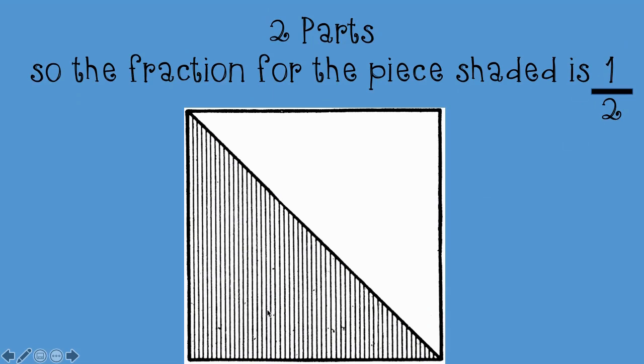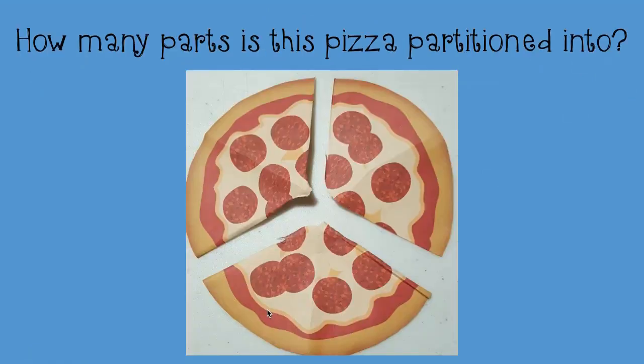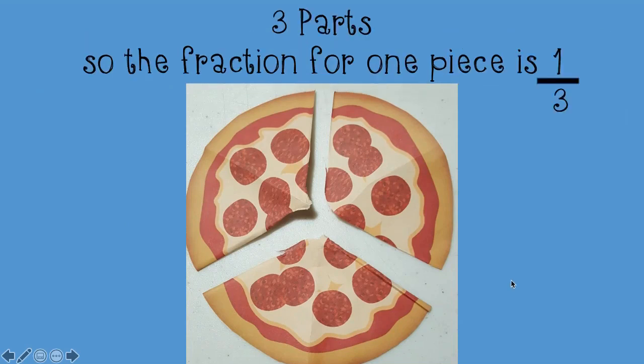How many parts is this pizza partitioned into? We have one, two, three. Three parts. So the fraction for this one piece, for one of the three pieces, is 1/3. Or we break them into thirds. So this piece right here would be one of the three pieces, 1/3. Okay, all right.